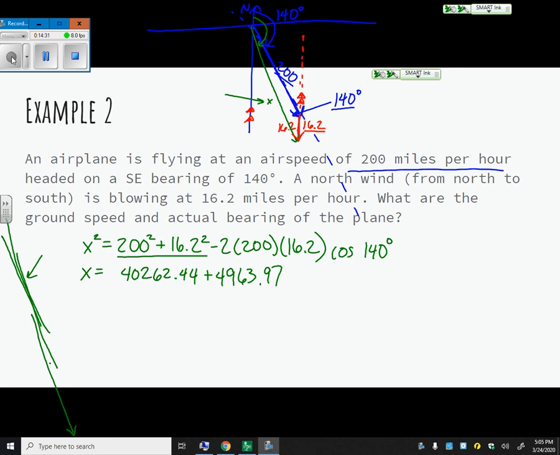I have to take that answer and add it to 40262.44. I get 45,226.41, I guess. Now that is way too fast for an airplane, and I almost forgot, but keep in mind, that's what x squared is equal to. I'm wanting the square root of both sides. I'm not going to spend another step on that. So if I take the square root of the answer I just got, I get roughly about 212.7.